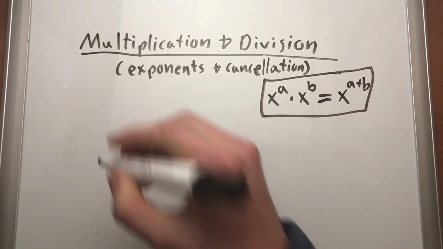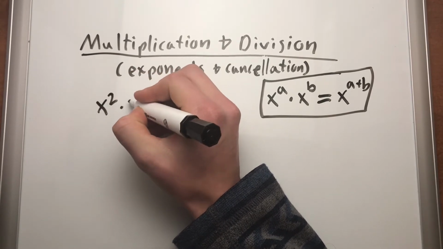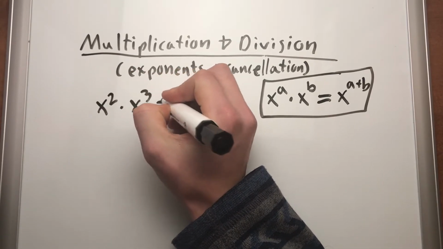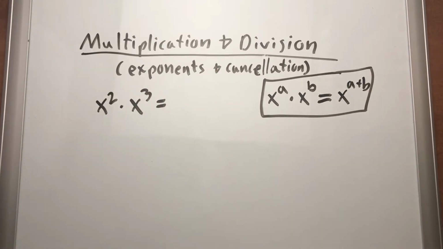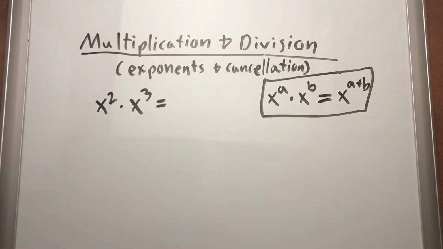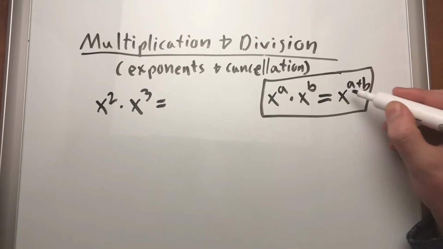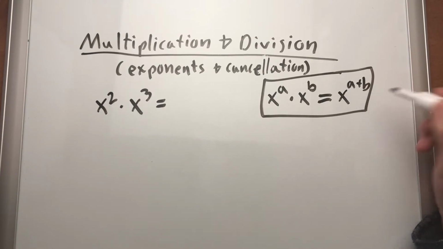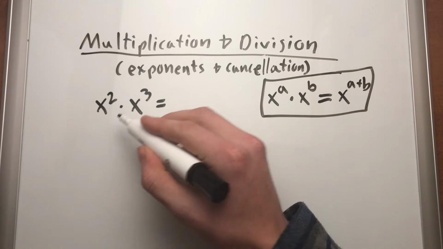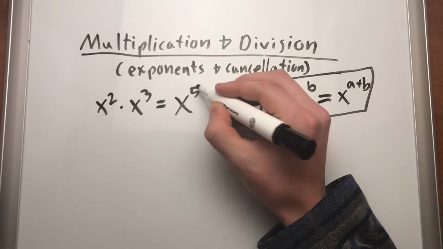Let's say we had the expression x squared times x cubed. What would the solution to this be? Well, we have 2 and 3 as our exponents, and our rule says that all we need to do is add our exponents together. So x squared times x cubed will give us x raised to the 5th power.